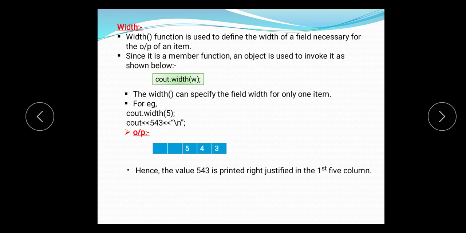The width function is used to define the width of a field necessary for output of an item. It defines how much width you want to set for displaying your output. Since it is a member function, an object is used to invoke it, as shown below. This width function is a member function of the iostream class, so it can be called with the help of an object, and iostream has two objects, cin and cout. cin is for the input stream and cout is for the output stream. So we are using cout.width to call this function.